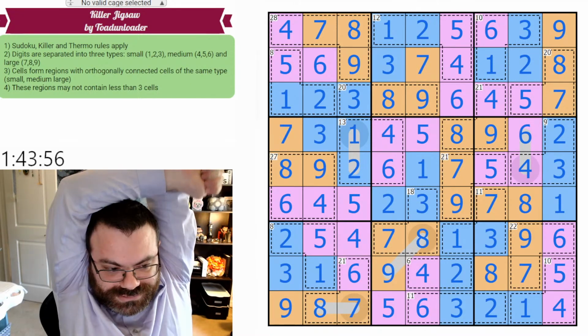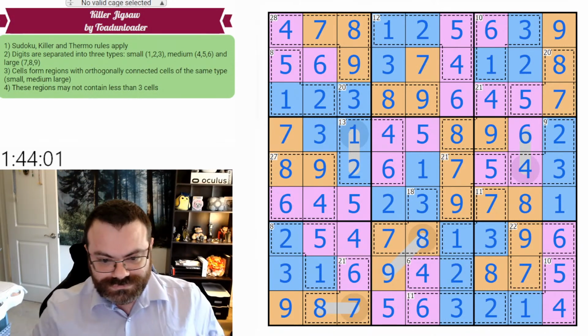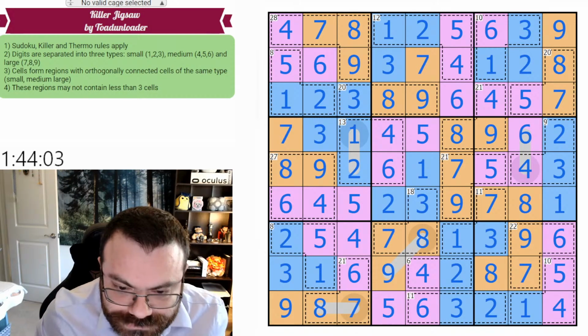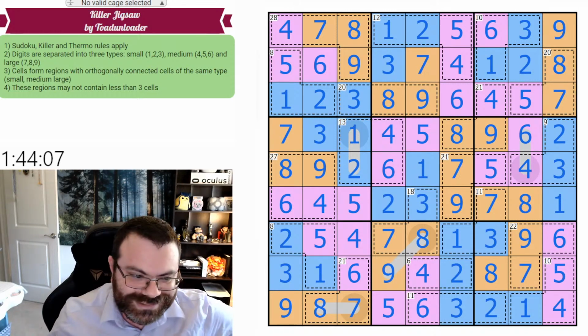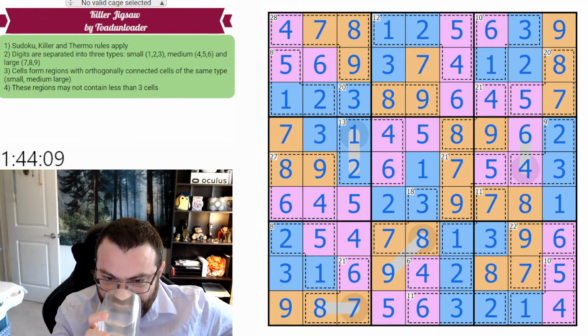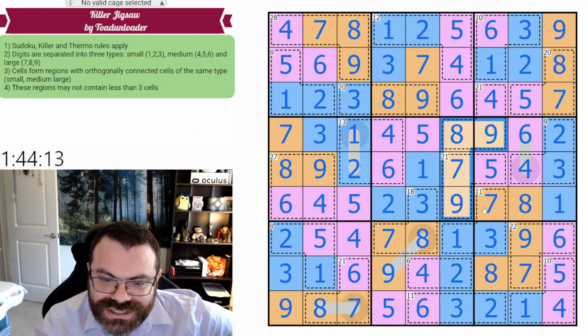I like the idea of the coloring there. Almost chaos construction, but not quite. There's a nice shape here.